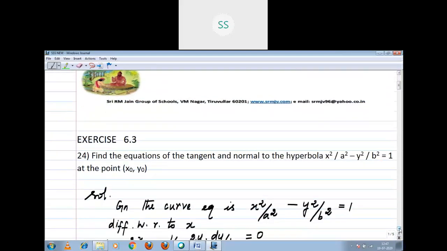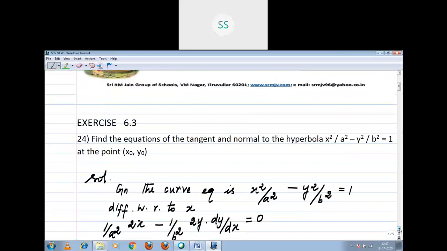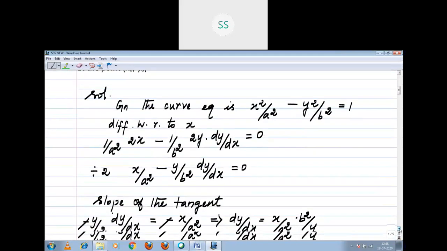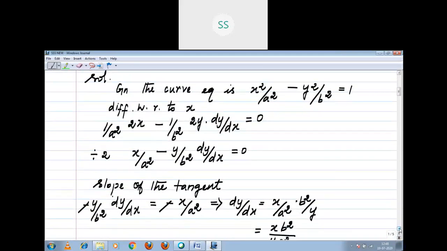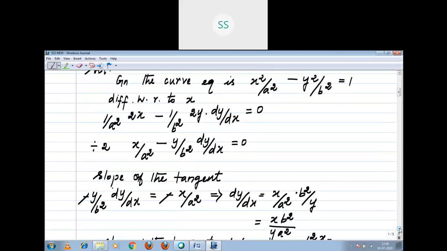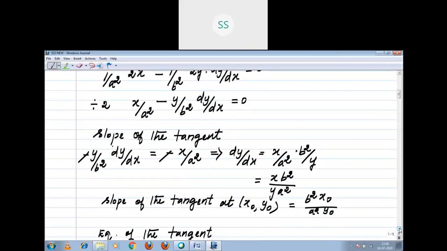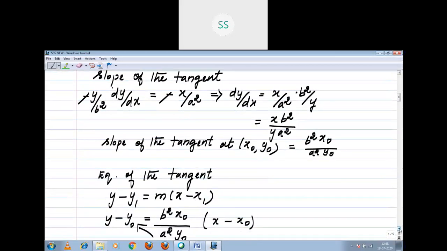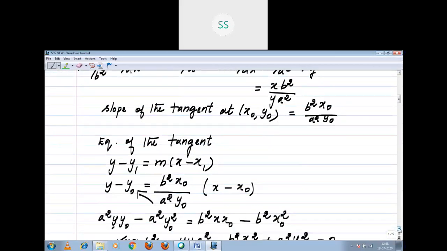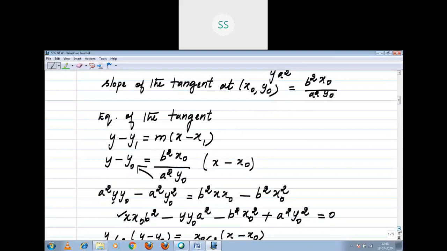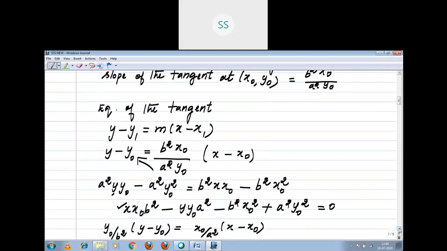Equation of the tangent and normal to the hyperbola. You are differentiating. You arrived at dy by dx as b square x by a square y. Then you substitute the point x naught, y naught. You arrived at b square x naught by a square y naught. Then equation of the tangent: y minus y1 equal to m into x minus x1, with x1 as x naught, y1 as y naught. Up to that, if you end up also, the solution is correct, right?